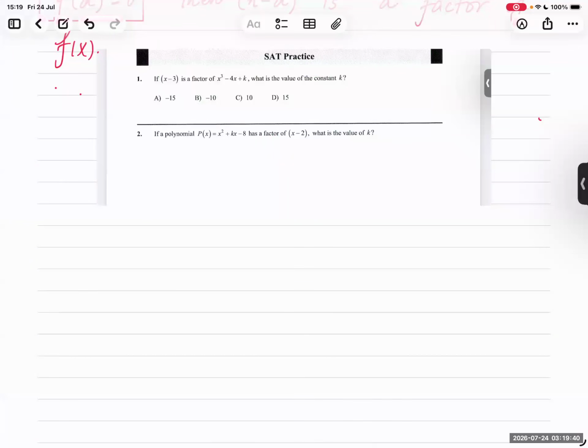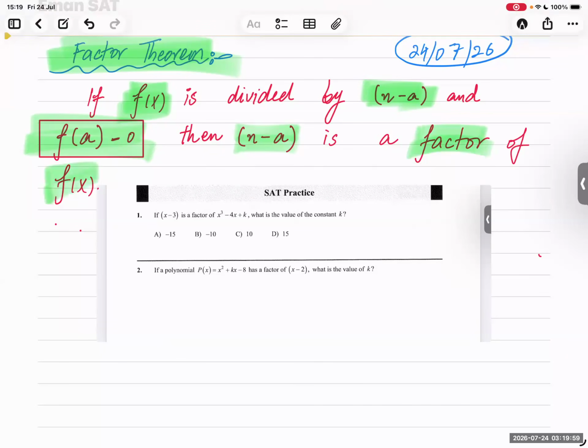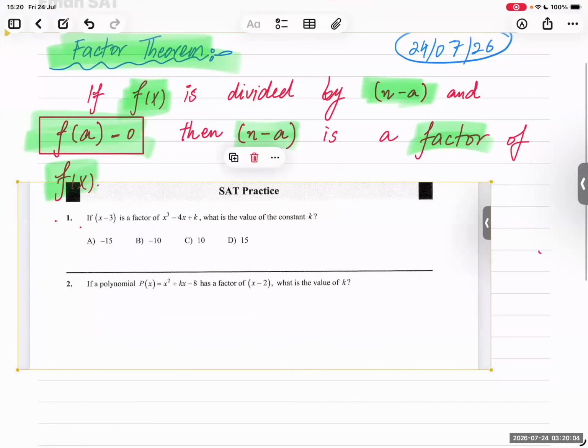If x minus a is a factor of the polynomial, we're going to discuss the factor theorem today. It says that if we have a polynomial f of x being divided by x minus a, and f of a equals 0, then x minus a is said to be a factor of this polynomial. They're going to ask you questions like this.